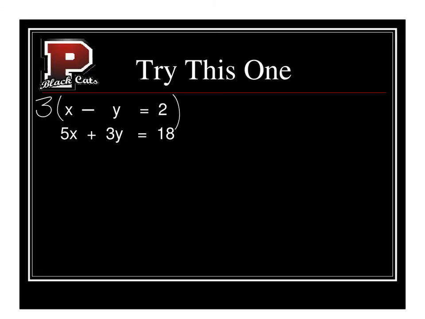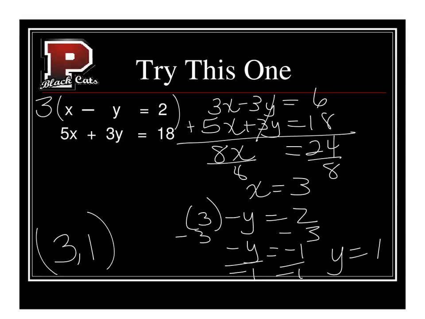Try this one on your own and restart the video and check your answer when you're done. Alright, so I used elimination, and I'll be honest with you here. Elimination is my preferred method of solving a system, so whenever I have the chance, I will use elimination above anything else. So I found an x value of 3, a y value of 1. Alright, one last example.